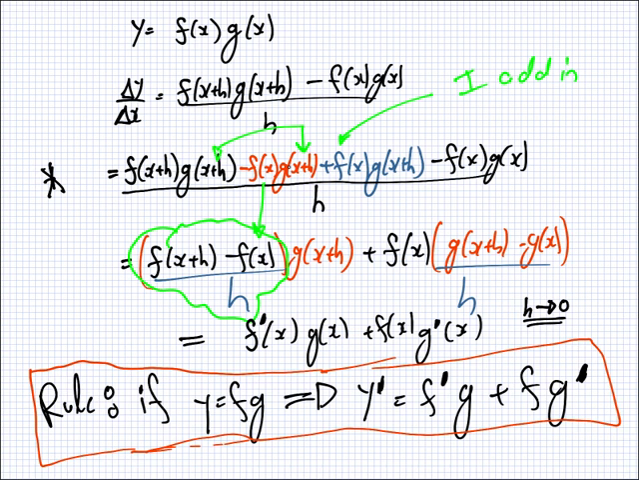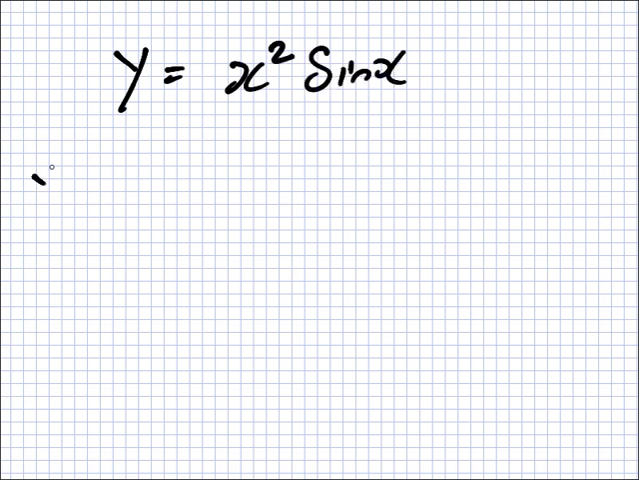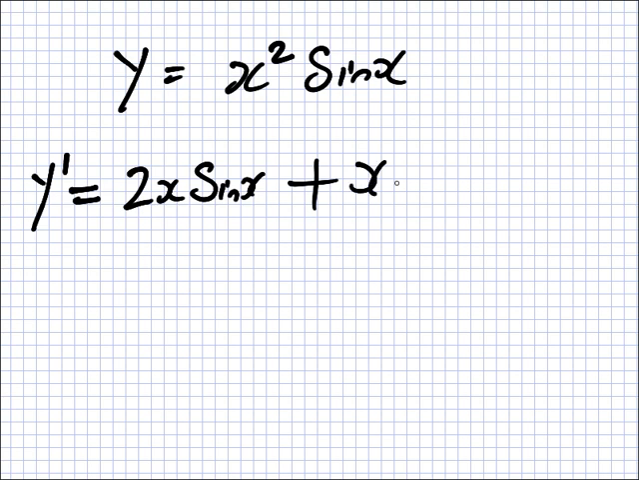Okay, happy? Now that we have our rule, let's look at some examples. Let's go back to our very first example, y equals x squared sine x. If we want to calculate the derivative, first we differentiate x squared. What's the derivative of x squared? 2x. Then sine x. Then you keep the x squared the same, and then differentiate sine x. What do you get?